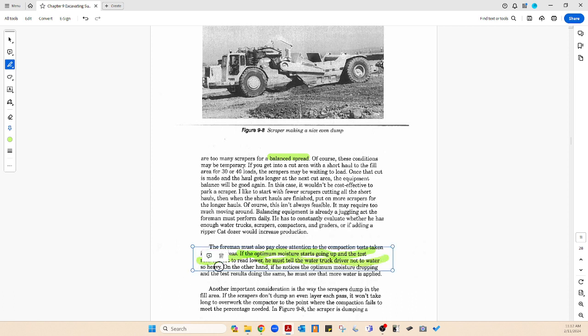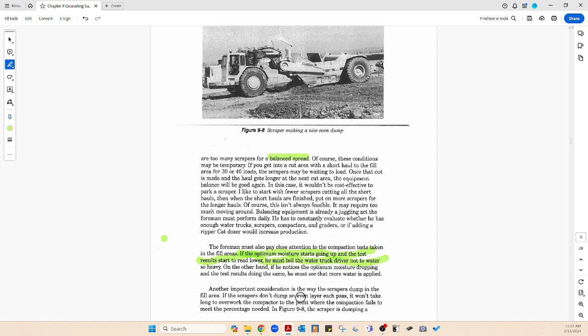So it goes back to just being the water truck driver. You just don't drive around and squirt water everywhere. You watch how much water there is.